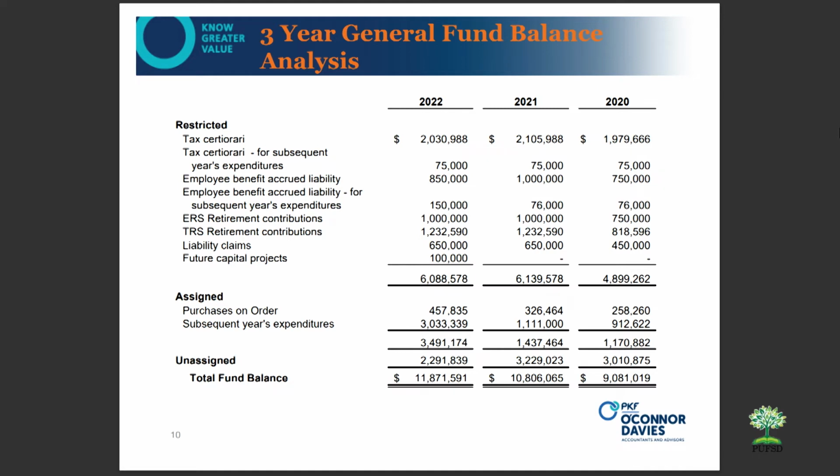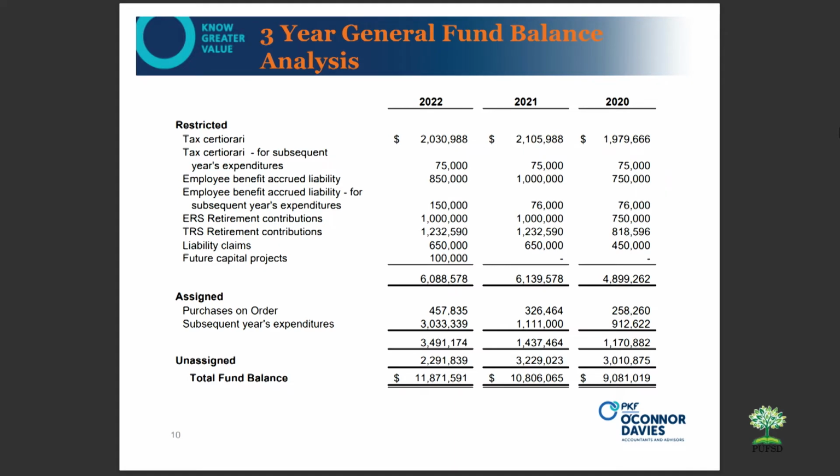So this was just the beginning of setting money aside, and this allows you to pay for things almost like pay-as-you-go rather than bonding and incurring debt and other stuff. So that's your restricted fund balance, $6 million.